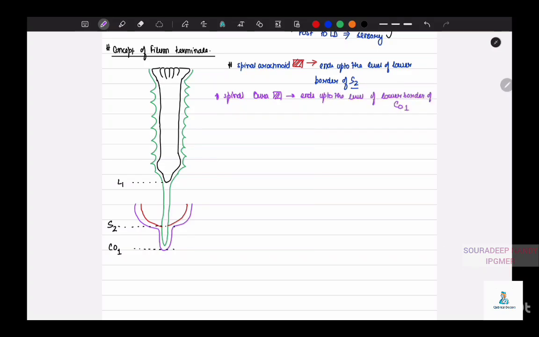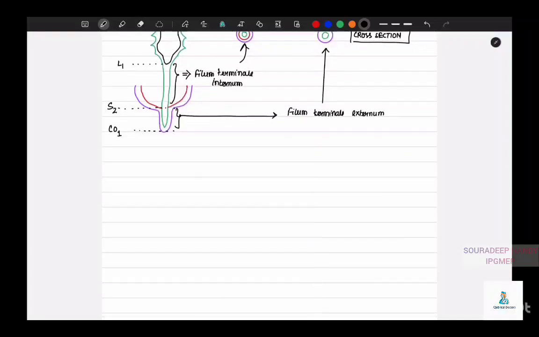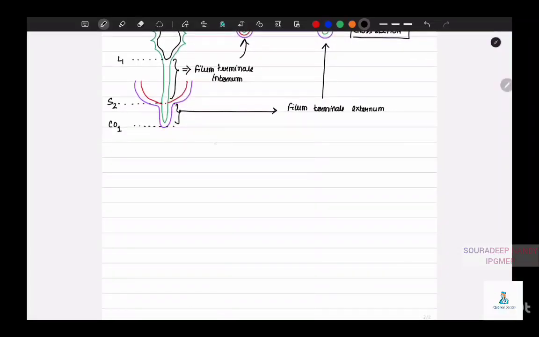So here I am writing all the information: the spinal arachnoid ends at the lower border of S2, and the spinal dura ends at the lower border of first coccyx. Therefore, if we take a section above S2, we can find all 3 layers of the meninges. But if we take a section below S2, we can see only 2 layers, that is the dura and the pia matter. So the part of filum terminale above S2 is the filum terminale internum, and below S2 it is the filum terminale externum.